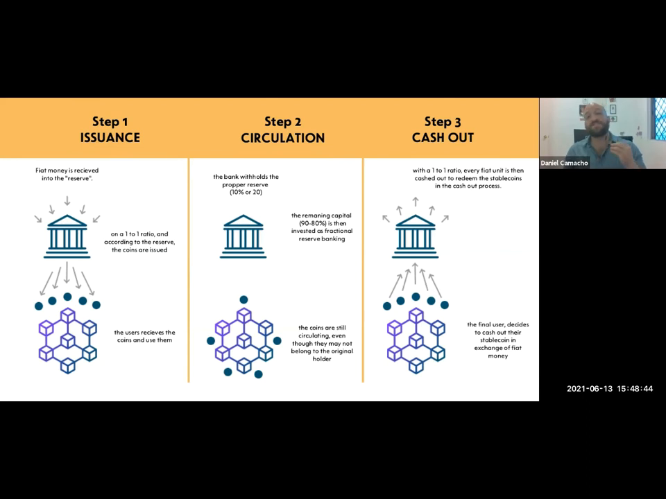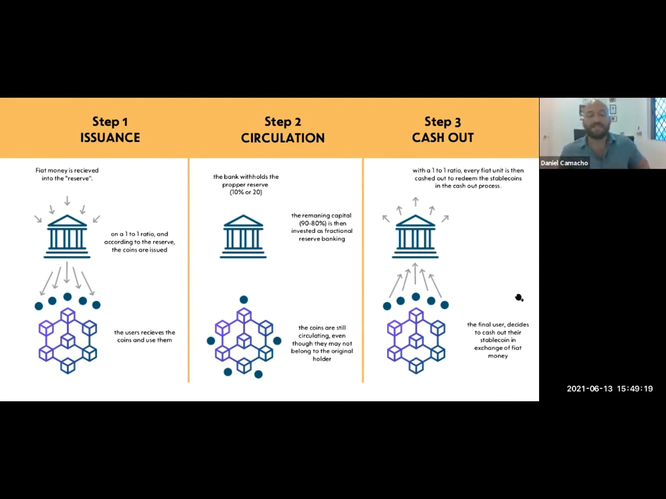This takes us to step 3 of this whole system. Step 3 is the cash out. So let's suppose that the final user, whomever this is, decides to cash out their stable coin in exchange for fiat money. They go to the bank with a 1-to-1 ratio. Every fiat unit is then cashed out to redeem the stable coins in the cash out process. So if I handed 100 units of the stable coin, I will receive 100 units of the fiat currency in which my stable coin is valued. In this case, let's use the dollar as the example.